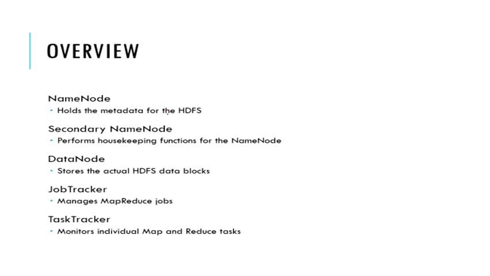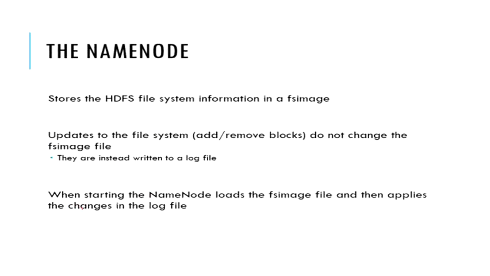This basically holds the metadata for the Hadoop file system. The second is the secondary name node, and this maintains the logs and updates those for the name node. Third is the data node that actually contains the data block, the job tracker, and then the task tracker. These two are responsible for map reduce jobs. Let's look at each one of these in a little more detail.